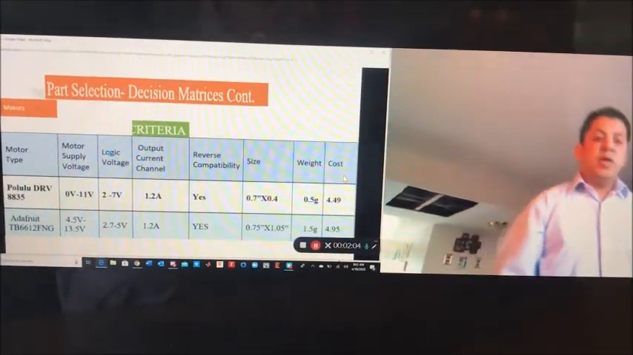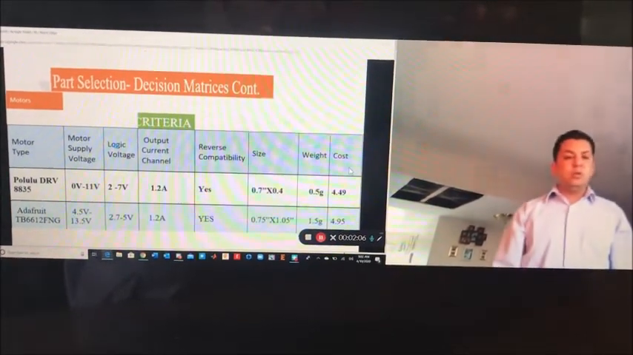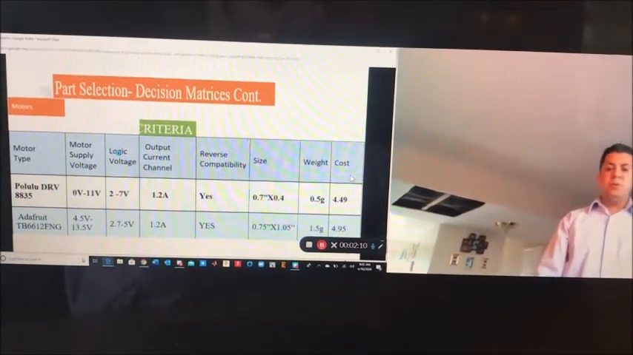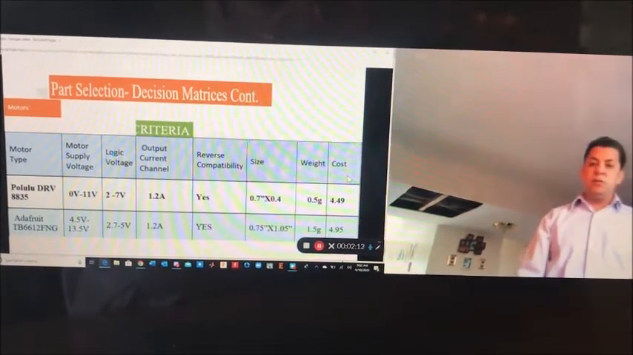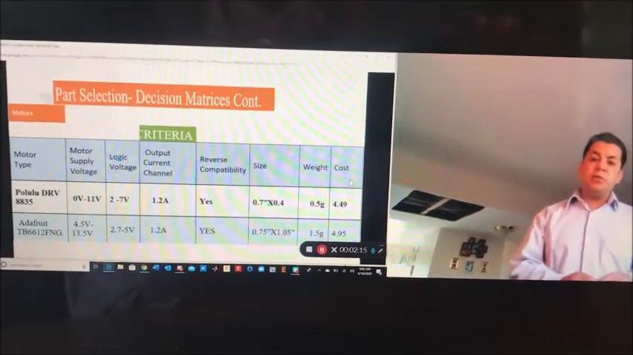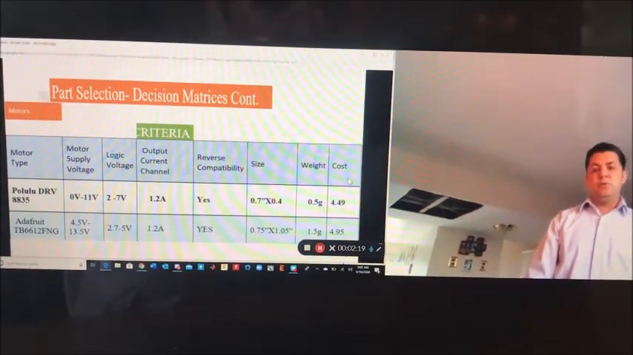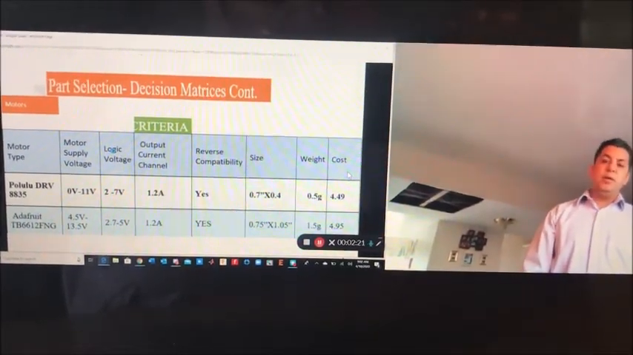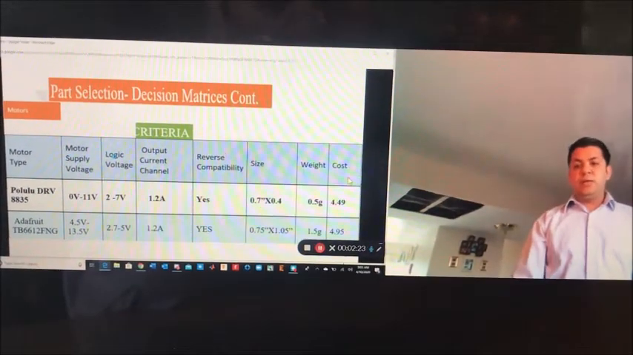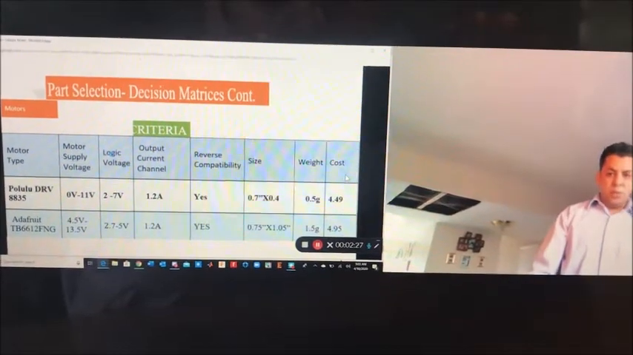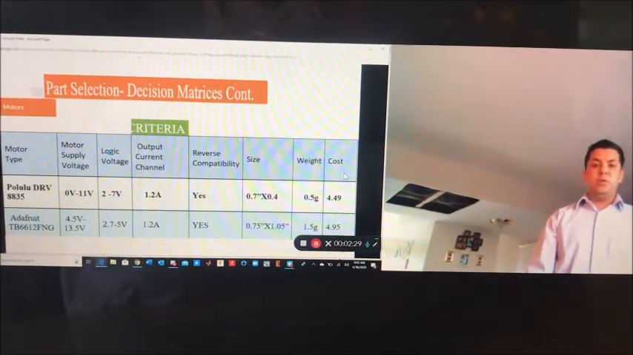For this slide, we have the motor conversion chart. We are using the first one, Bolo DRF, because of a couple of reasons as well. The first reason, it is compact in size, which is only 0.7 multiplied by 0.04, and it is really light in weight. It's only 0.5 gram, and we are already saving a lot of weight here.